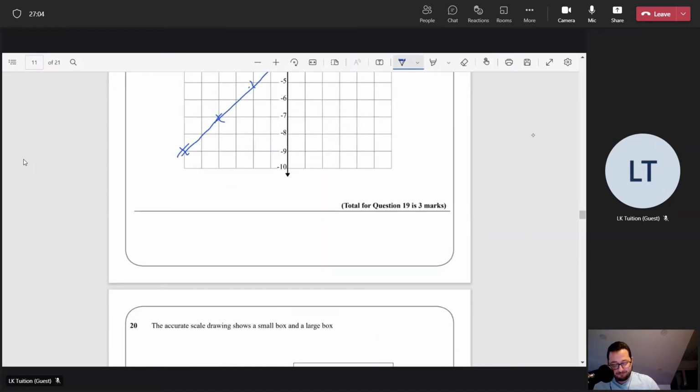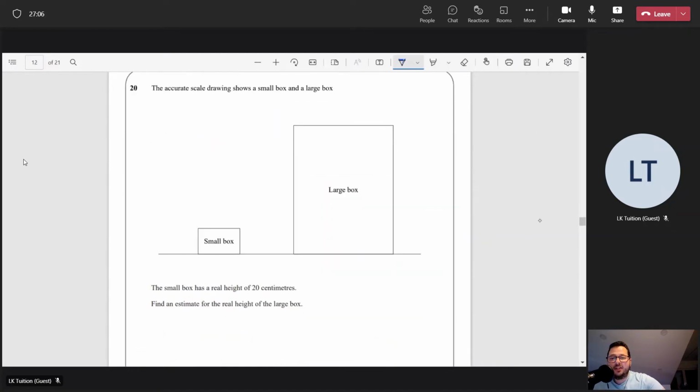And there we go. Okay, number 20, the accurate scale drawing shows a small box and a large box. The small box has a real height of 20 centimeters. Find an estimate for the real height of the large box.